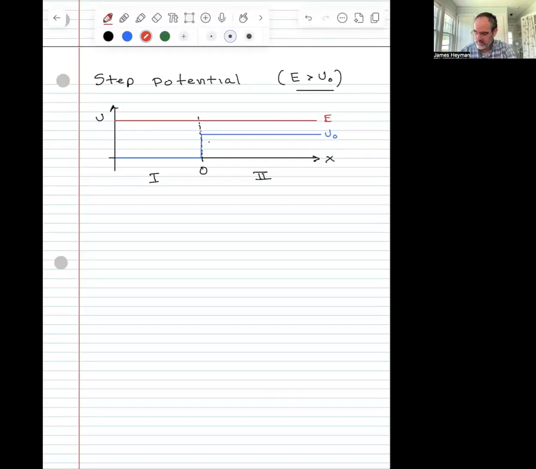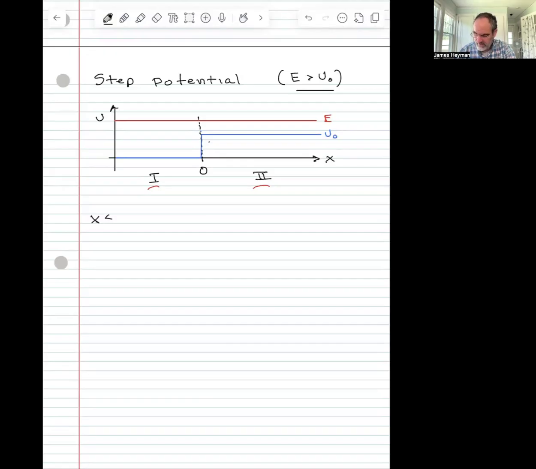In this problem, it'll be very useful to break the space up into two parts, region 1 and region 2. Region 1, in our problem, x less than 0, is the region where the potential energy is 0. And region 2 is the place where it has a different value, U0. Then we can write down the form of the wave function in the two different regions.